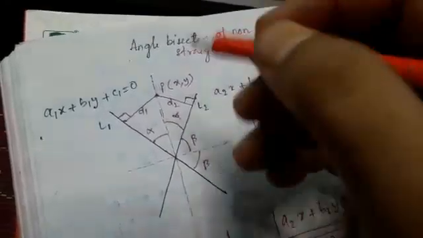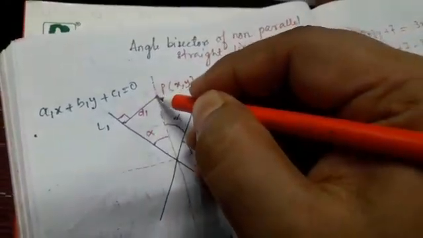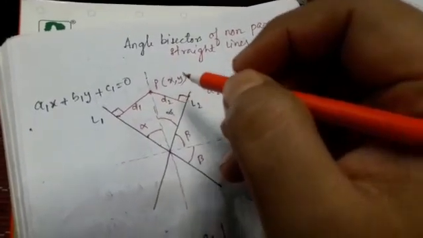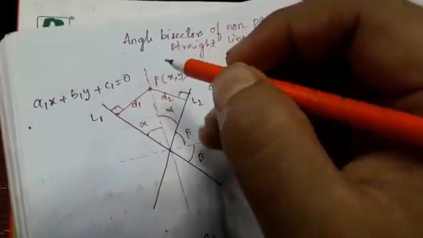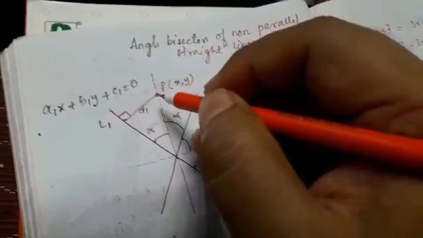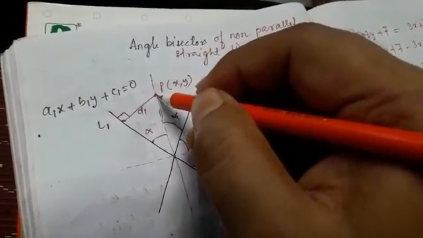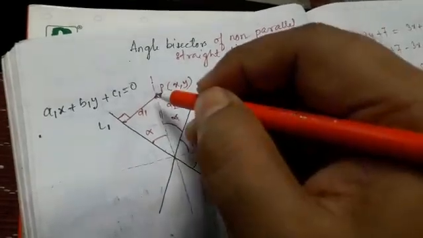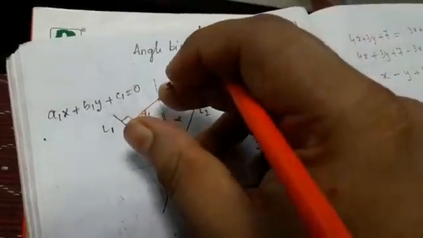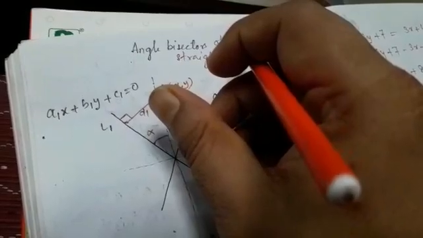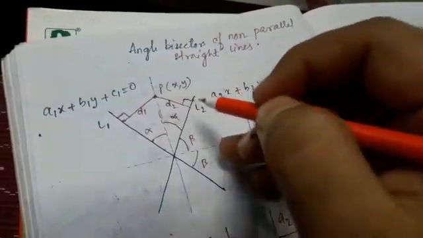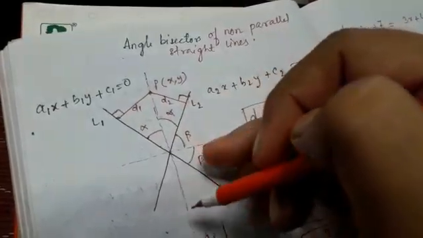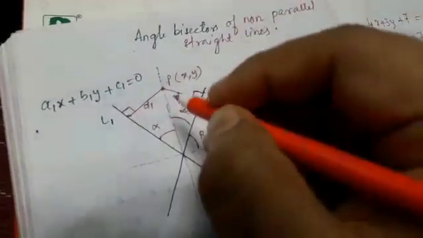And suppose this is the point P, and the condition is that the point P which is lying on the bisector should be at equal distances from the two straight lines, then only it is said to be a bisector. So the bisector is nothing but a locus of all the points.